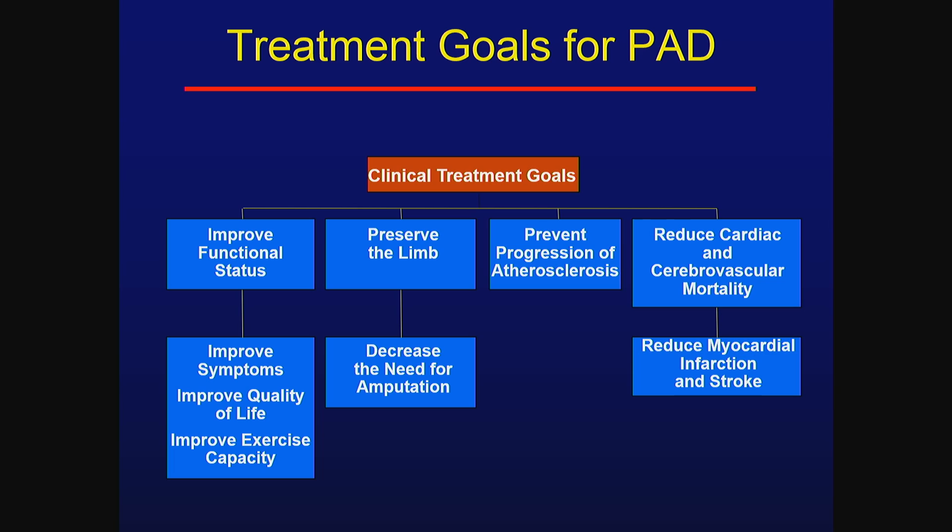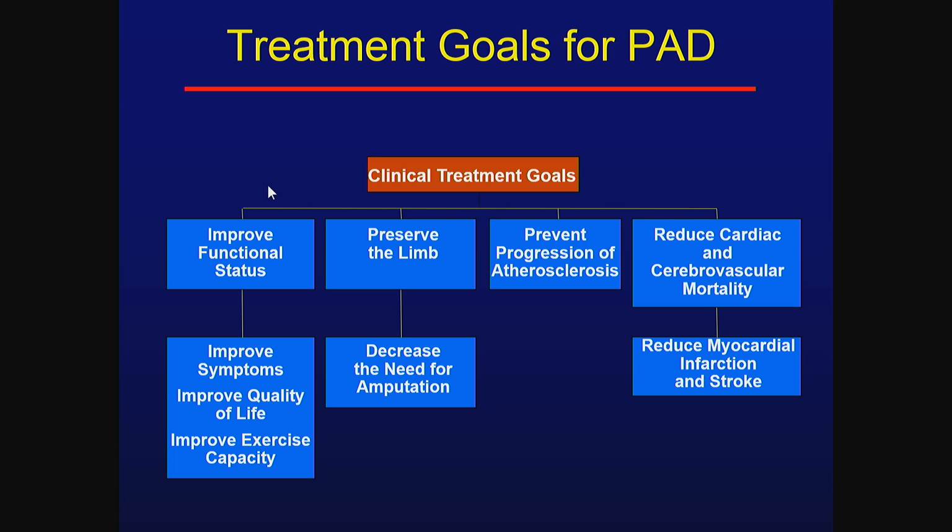And so when we move forward towards treatment goals for patients with peripheral artery disease, we do have to consider what exactly we are trying to address and which aspect of peripheral artery disease we are going to treat. In patients who do not have symptoms of peripheral artery disease, we focus on reduction of cardiac and cerebrovascular mortality, and we focus on prevention of progression of atherosclerosis to the point where they would become symptomatic.